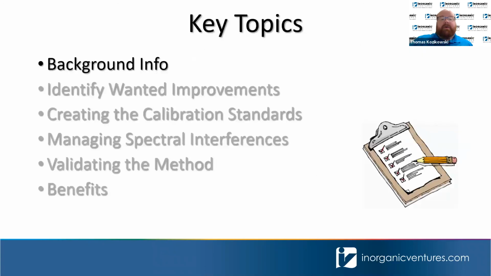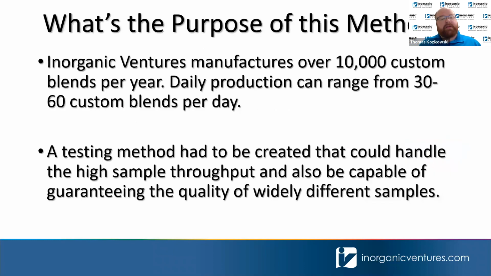So we'll move into our background, what we used to do. So the purpose of our method in QC for routinely testing our customs, Inorganic Ventures manufactures over 10,000 custom blends per year. That's a lot. And our daily production range can go from 30 to 60 customs a day. And we really needed a method that could handle that high sample throughput but also be capable of guaranteeing the quality of our widely different samples.